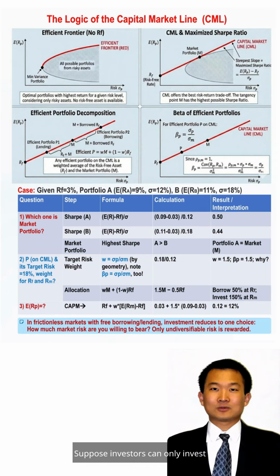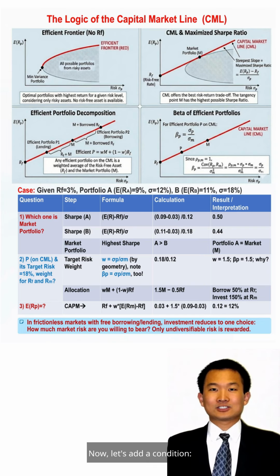Suppose investors can only invest in stocks and other risky assets. By creating different portfolios, investors can achieve the highest expected return for each level of risk. These optimal portfolios form a curve called the efficient frontier. But the portfolios on this curve still contain two types of risk: diversifiable risk, or individual stock risk, and non-diversifiable risk, or market risk. Therefore, this is not yet the final equilibrium state.